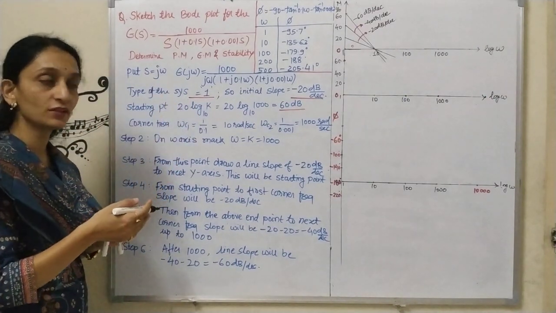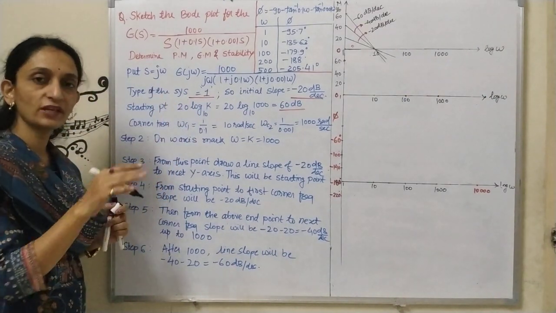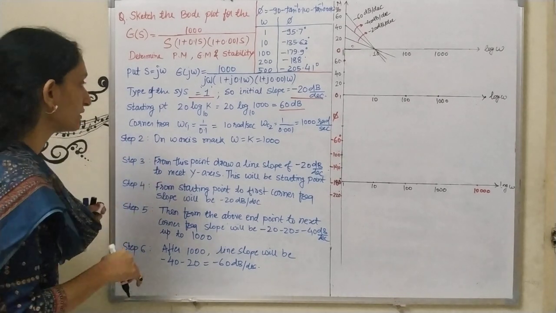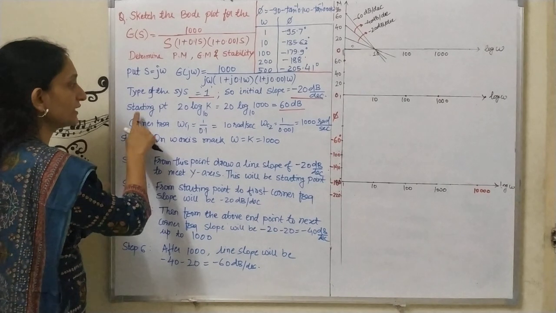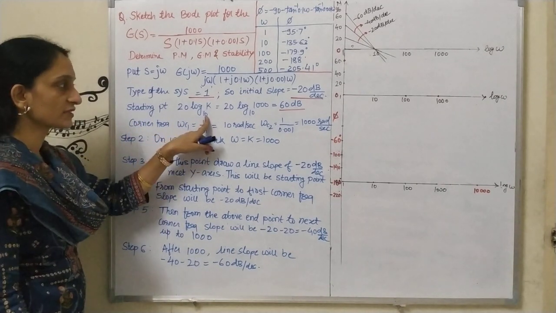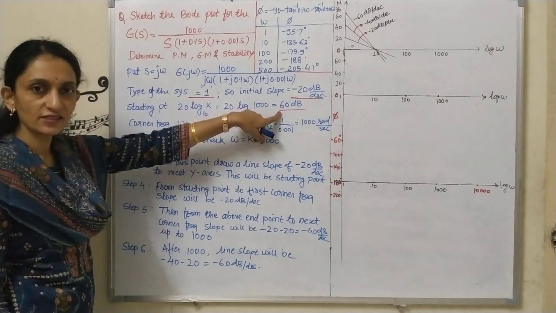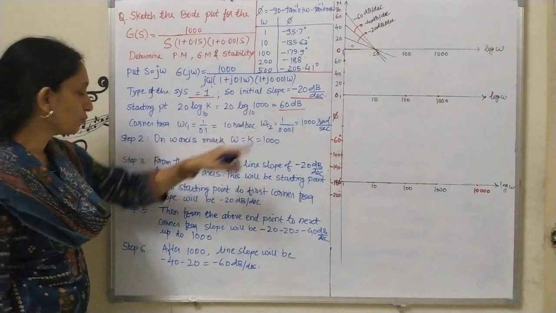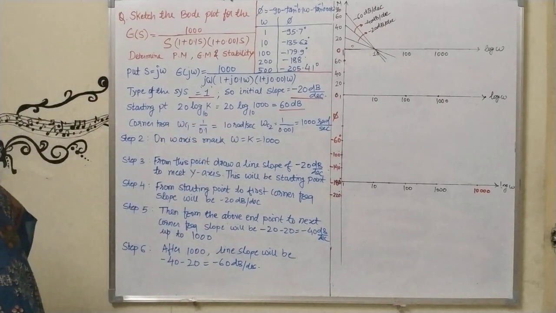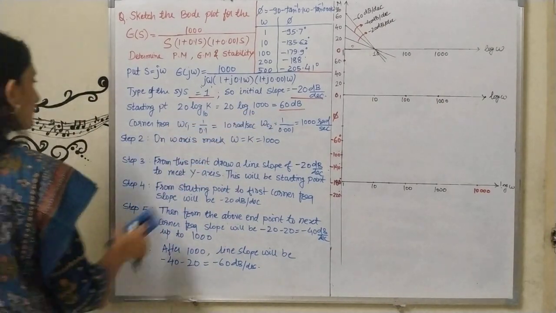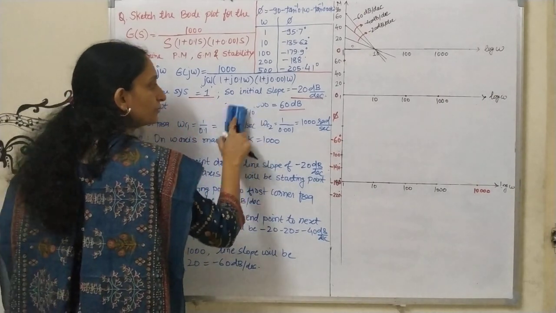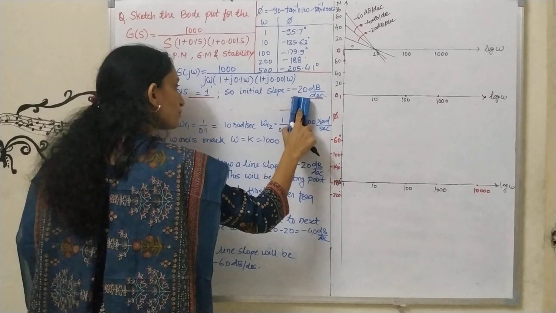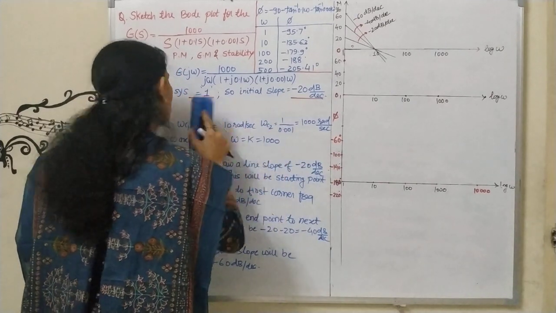In the previous numerical, the type of the system was 0, so the initial slope was 0 dB per decade. Next, starting point is 20 log k to the base 10. Actually I know that this is 60 dB, but for a type 1 system we will calculate in a different way. So I am not writing this point here, because in the procedure I have given you a different procedure.